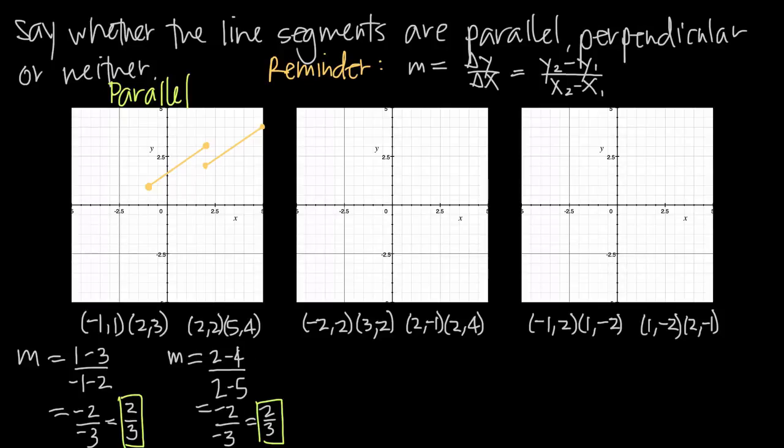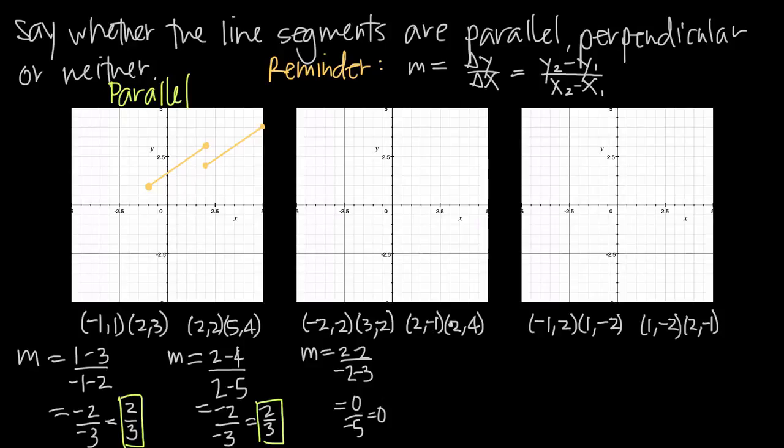What about this second example here, where we have the endpoints (-2, 2) and (3, 2) for our first line segment? Again, we're going to find the slope, so m is equal to, we'll take this y value and subtract the second y value, 2 minus 2, divided by the first x value minus the second x value, -2 minus 3. When we simplify, 2 minus 2 gives us 0, and -2 minus 3 gives us -5, but of course 0 divided by anything is 0.